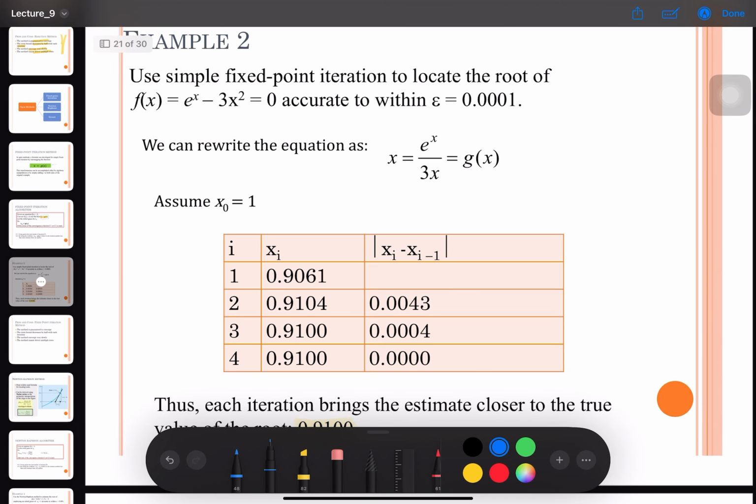Okay, let's start with the example. Use simple fixed point iteration to locate the root of fx equals to, okay, they give you this function and then they want you to find until accurate 0.0001.